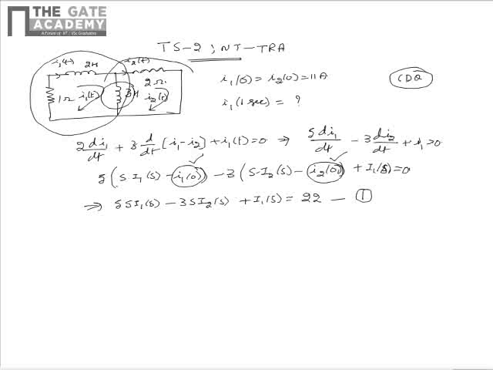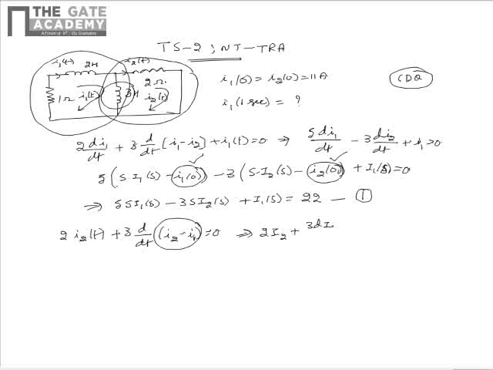Similarly, upon applying mesh analysis to mesh 2, the mesh equation can be written as 2 i2(t) + 3 d/dt (i2 - i1) = 0. This is because the current through the 3 Henry inductor is i2 - i1. So this gets simplified as 2 i2 + 3 di2/dt - 3 di1/dt = 0. Sorry, these should be small i's.